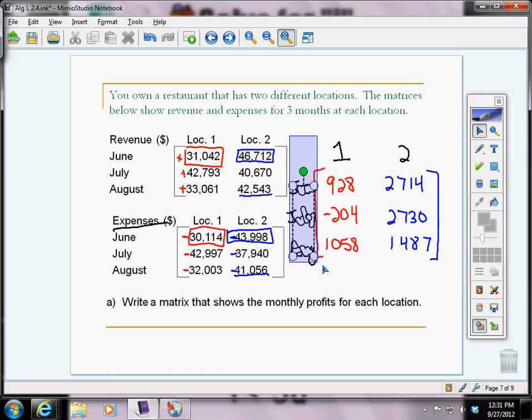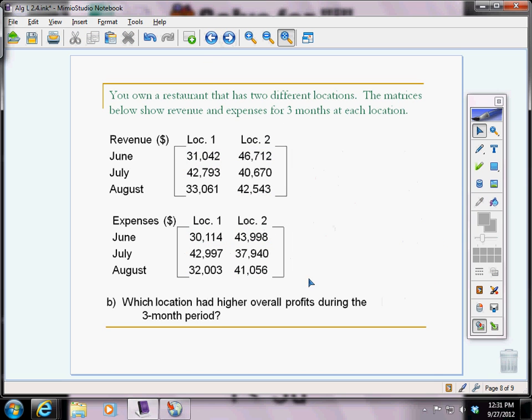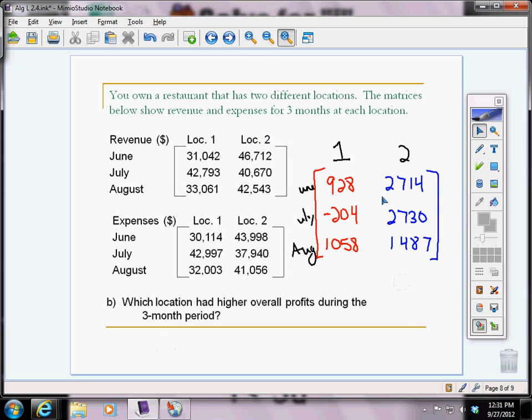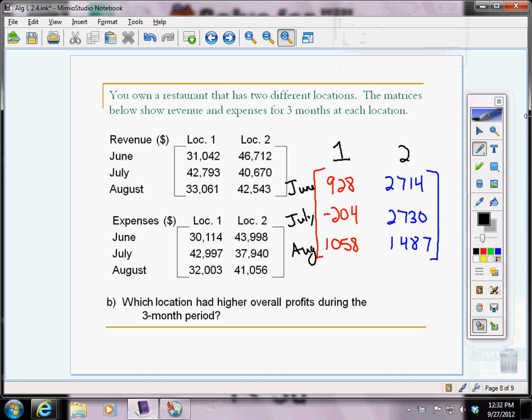If we continue with this problem, and I place our matrix back here, it says which location had higher overall profits during the 3-month period. Okay, so again this question says what location had higher overall profits during the 3-month period. Well, remember this matrix here represents our profits.